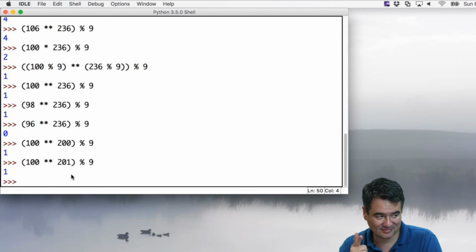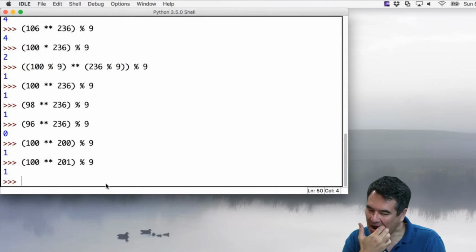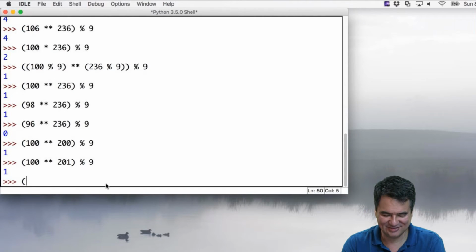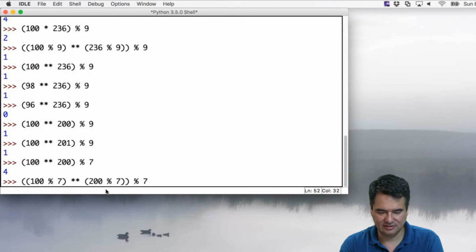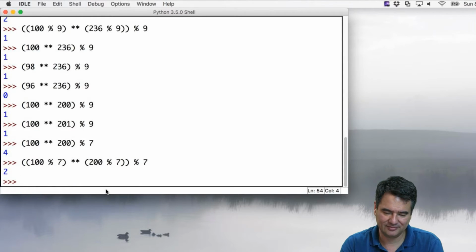All right. Let's try a different modulus. Let's do modulo 7. Let's go 100 to the 200th mod 7. All right, that's 4. Now 100 mod 7, raised to 200 mod 7, mod 7 at the end. 2. Okay, I think I got that one right.